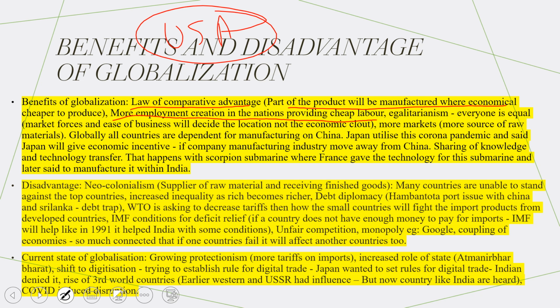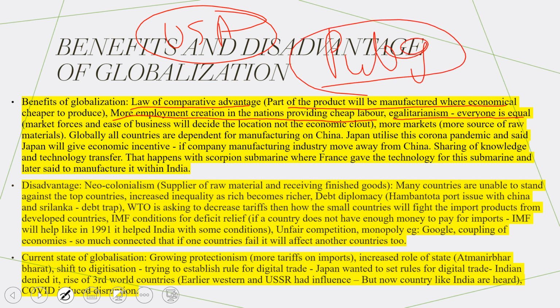Okay. Now egalitarianism, like everyone should be equal. Market forces and ease of business will decide the location, not economic clout. As per market forces, if the market is in India, the company will try to come into India. Similarly, just now PUBG has announced that it will be coming into India in an Indian form. When PUBG was first launched, the characters had no clothes, only pants.